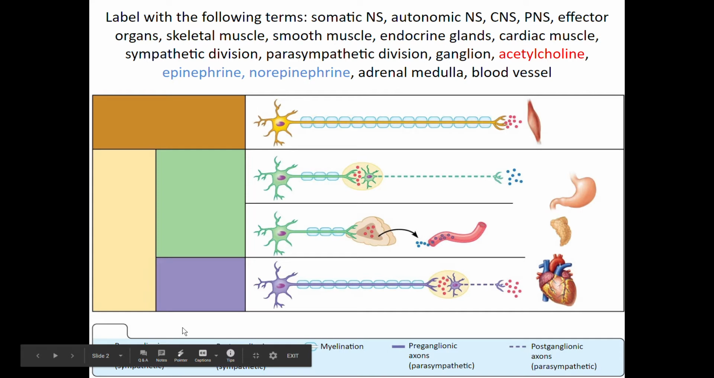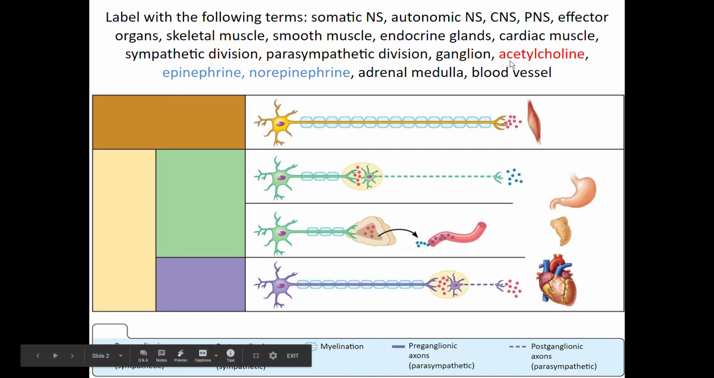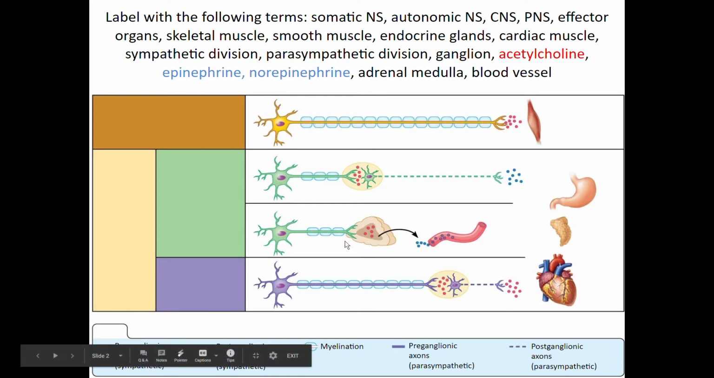You'll notice that down here in the key, you have green axons and purple axons. Some are solid, some are dotted. And you'll also notice that up here in these terms, some things are written in red. So acetylcholine is written in red to match the neurotransmitters that are shown here, here, here, and here. This, by the way, is called the adrenal medulla.